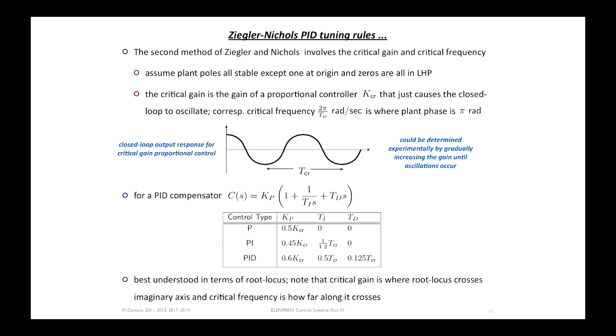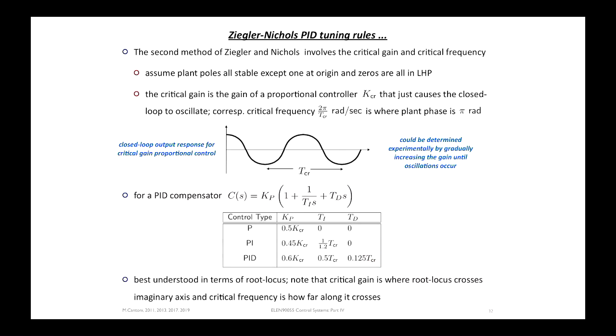I'll choose the gain to be half of what puts me on the imaginary axis. By doing that, the idea is that you'll get some damping in your closed loop response, and hopefully it's consistent with what you want. They chose these numbers by looking at lots of systems, mainly in the process industry. And for those types of systems, you get reasonable outcomes.